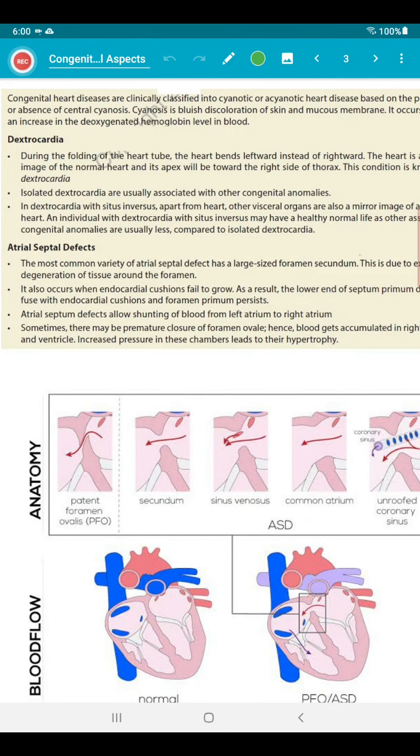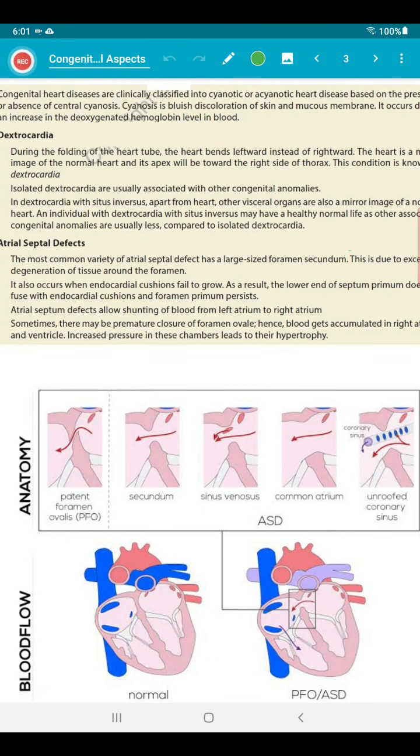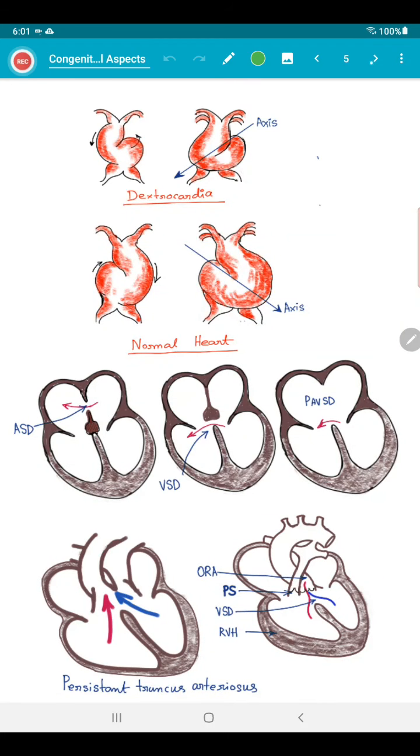Now what is dextrocardia? I have not told you in the chart. Dextrocardia is an overall total disorder where, during the folding of the heart tube, the heart bends leftward instead of rightward. I can show you. This is the folding of the heart tube. The heart bends leftwards instead of the normal rightwards. This is the normal heart and this is the dextrocardia looping.